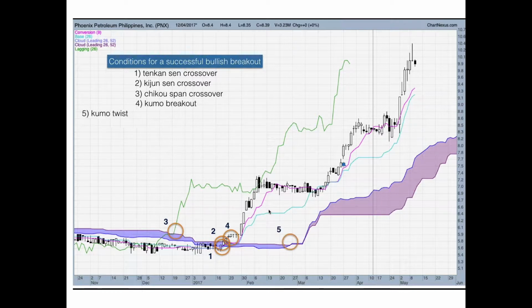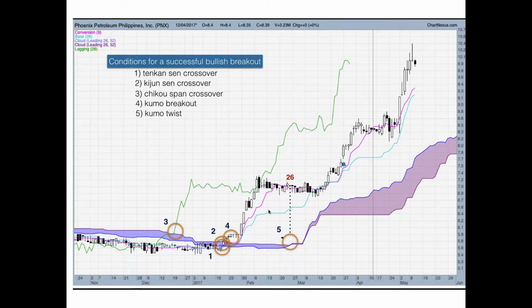5, we have the Kumo twist. Notice that while prices were still at its lows around the 580 area, the Kumo twist already warned of a change in sentiment from bearish to bullish. So you would have been able to speculate on this because all 5 bullish signals were present on the chart. Since you have all 5 bullish signals and then you get a Kumo twist, you know that this is going to break out. And you know ahead of time that this will happen.